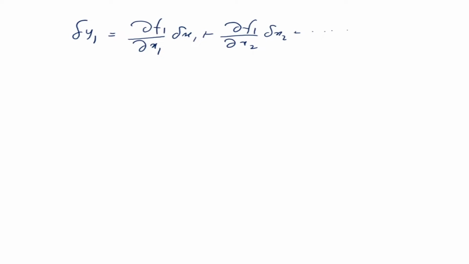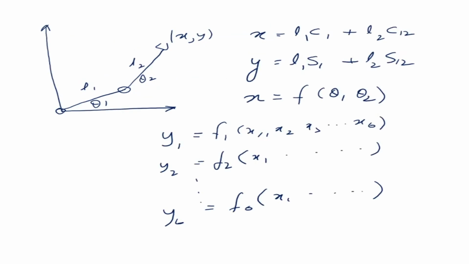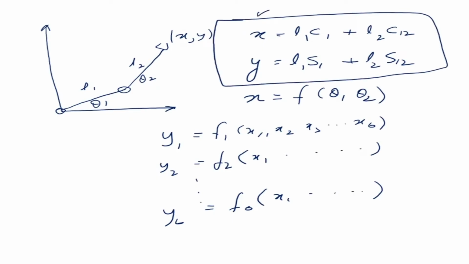Now similarly dy2 I can write as del f2 by del x1 into dx1, like this. Proceeding in this way, we see that we can find the differentials of y as a function of the differentials of x. Now, if I want to find the velocity from our equation, I need to find the differentials of x and y with respect to the differentials of theta 1 and theta 2, right?